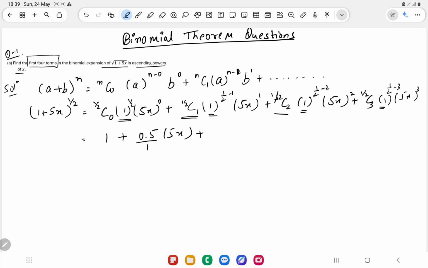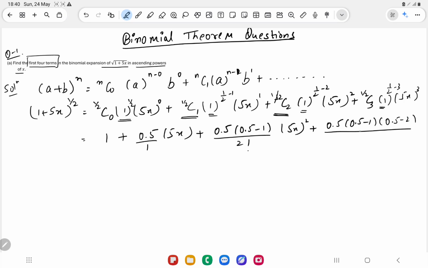Now when I come to half C2, half C2 will be 0.5 into n minus 1 upon 2 factorial, that is the formula. So I am writing according to that only, and my 5x whole square will be as it is. Now the last one is my half C3. That will be 0.5 multiplied by 0.5 minus 1, 0.5 minus 2, whole divided by 3 factorial, and this entire thing will be multiplied by 5x whole cube.